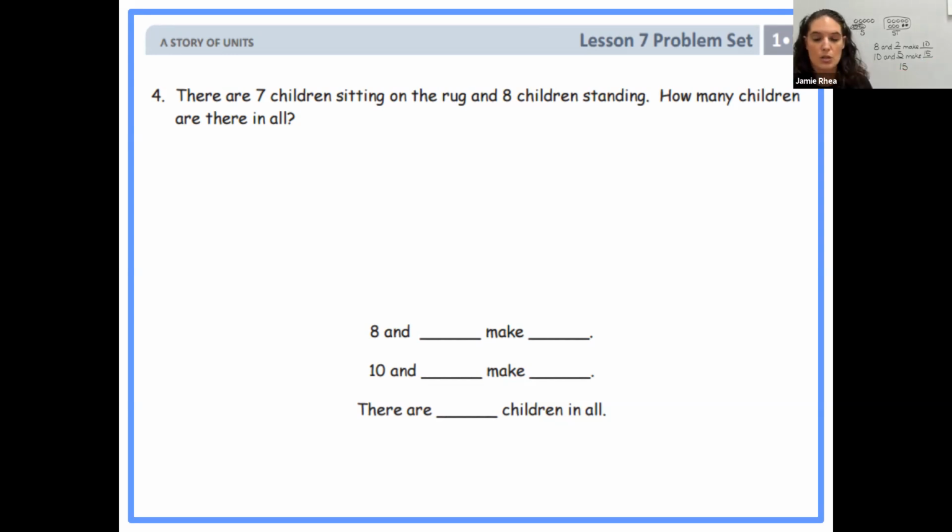Okay, you are going to go do your problem set. You're doing numbers 1, 2, and 3 on your own. Then you're going to do your exit ticket. Make sure you're turning them both in to me, okay? Today we are looking at how to make 10 using 8 and breaking apart another number, okay? So when you're doing this, make sure you're using 8 to make 10.